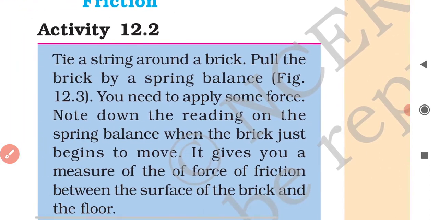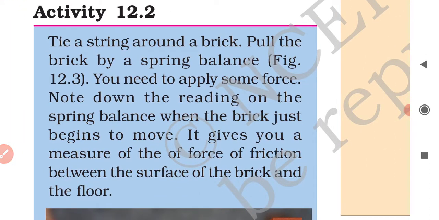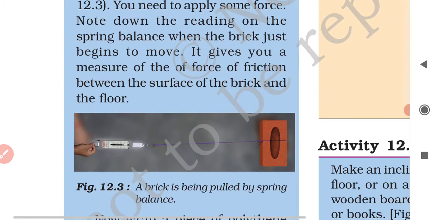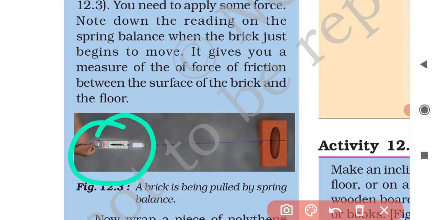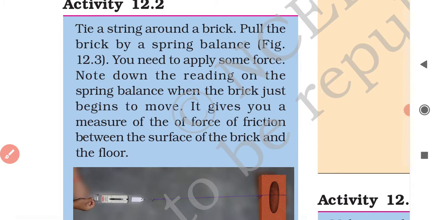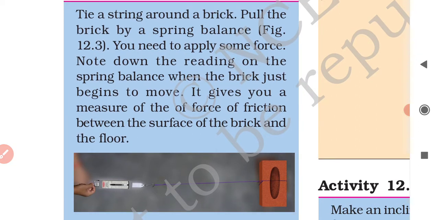Now activity 12.2, you have to tie a string around a brick. In this activity you need a spring balance. As you can see from the figure, you need a string and you need a brick also. First of all you need to place a brick on the floor, then you have to tie a string, say a strong thread, around the brick like this.